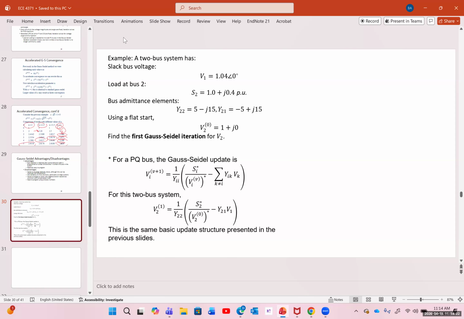And using a flat start, V2(0) is going to be 1 plus j0. We want to find the first Gauss-Seidel iteration for V2. And from the previous equations, for a PQ bus, the Gauss-Seidel update is this. For the 2-bus system, it's going to be this equation here. Now, this is the same basic update structure presented in previous slides.